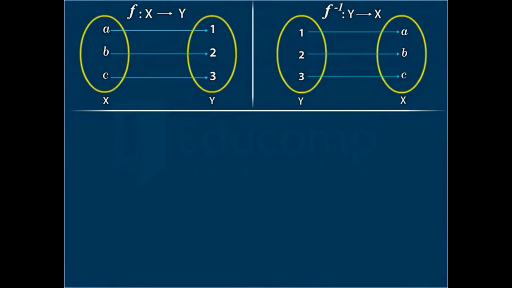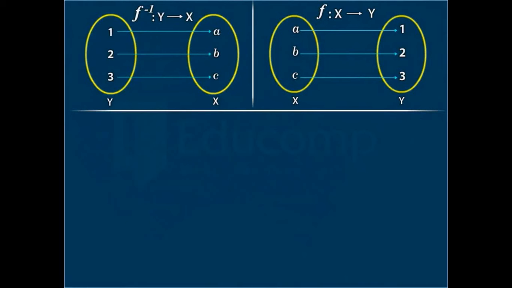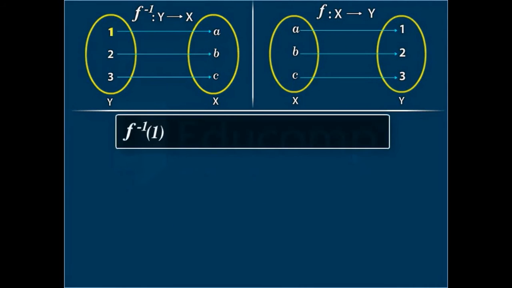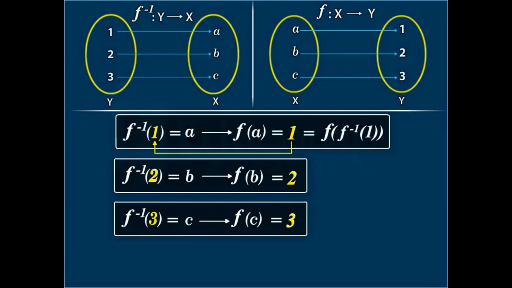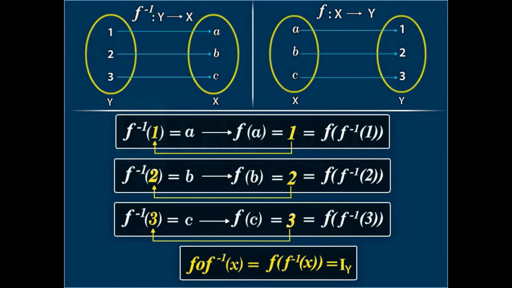Let's see what happens when we apply an input to f inverse and its output to f. If we apply input 1 to f inverse, we get the output as A. When we apply this A as input to f, we get the output as 1, which is equal to the input applied to f inverse. If we repeat this procedure for the remaining elements in the domain of f inverse, we get the output of f, same as the input applied to f inverse. So we see that the composition of f with f inverse is an identity element on set Y.